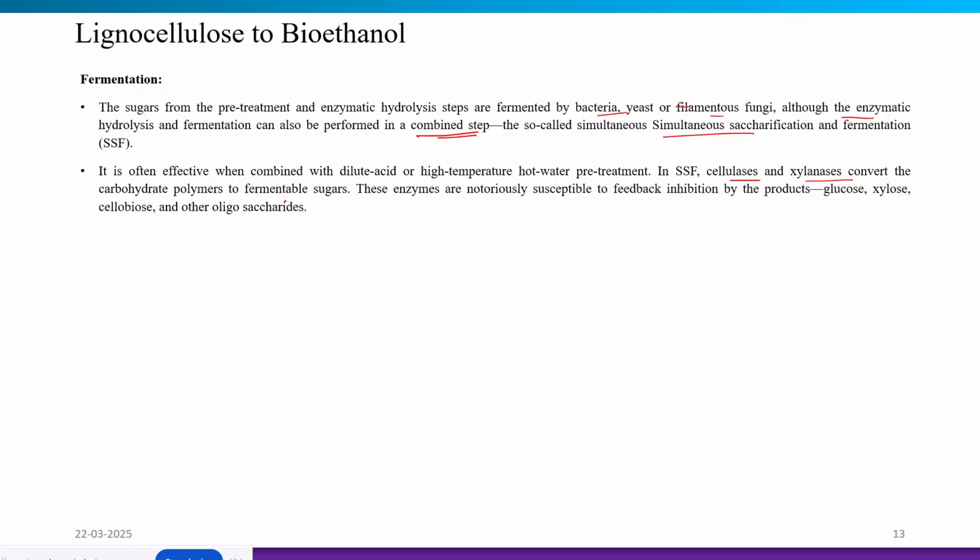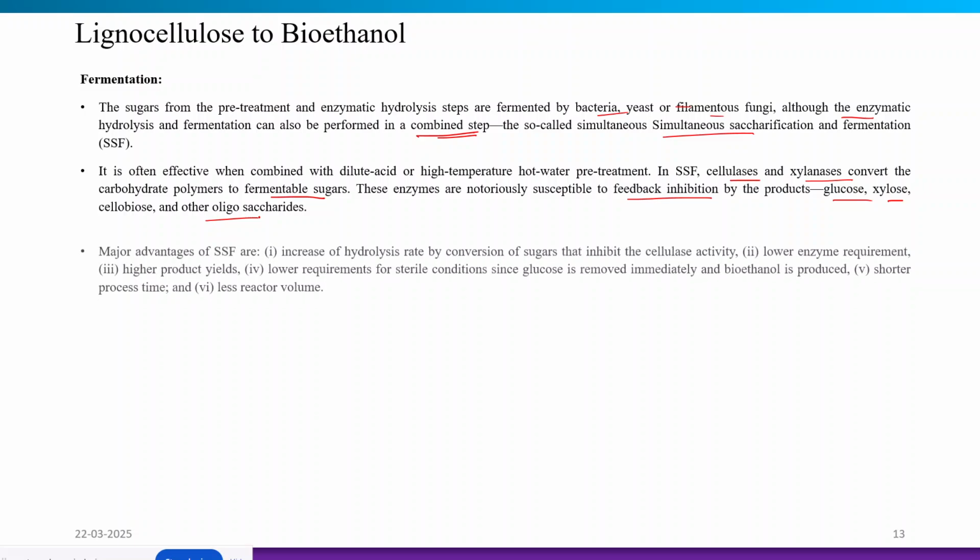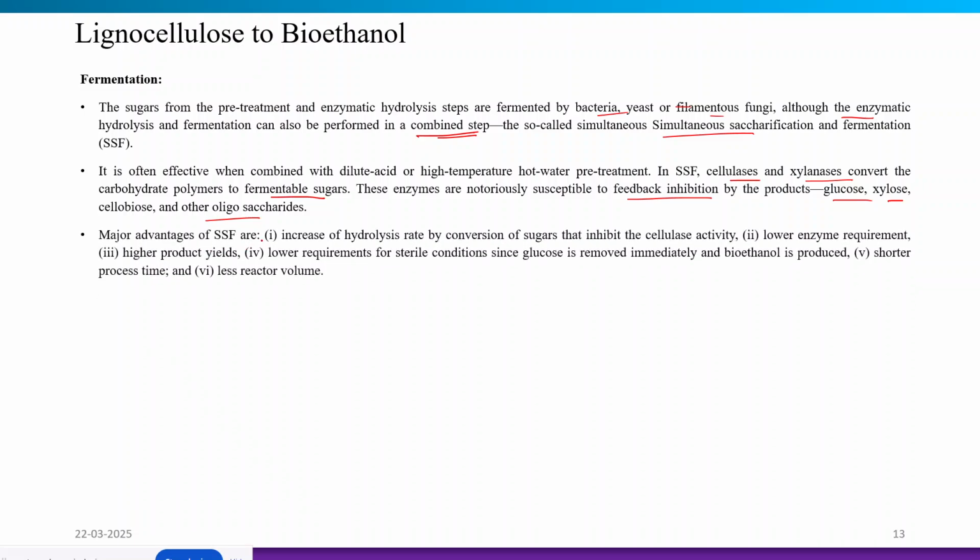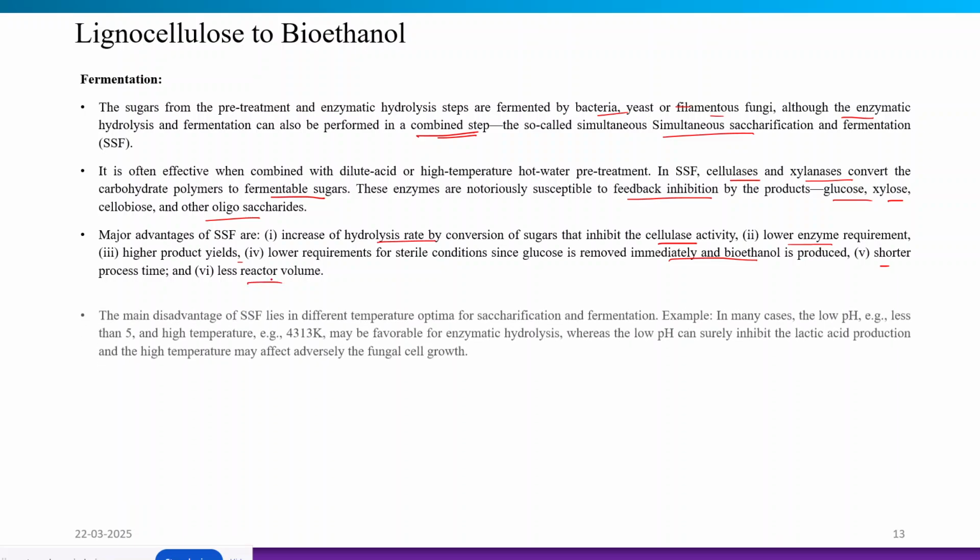In this simultaneous saccharification and fermentation process, cellulase enzymes convert the carbohydrate polymer into fermentable sugars, and these enzymes are notoriously susceptible to feedback inhibition by products like glucose, xylose, and other oligosaccharides. The major advantages of SSF are that they increase the hydrolysis rate by converting the sugar that can inhibit the cellulase activity. They lower the enzyme requirement, give higher productivity, lower the requirement for sterile conditions since the glucose is removed immediately and bioethanol is produced, and also give shorter processing time and lesser reactor volume.